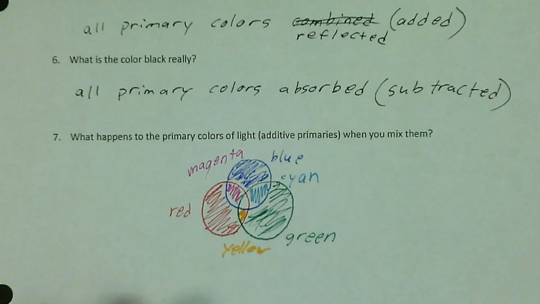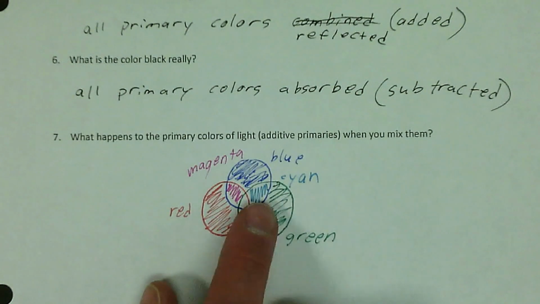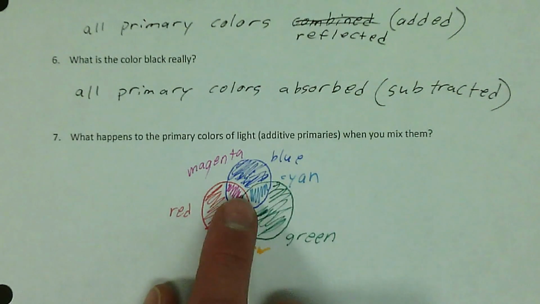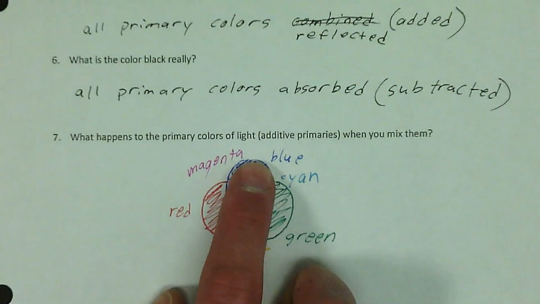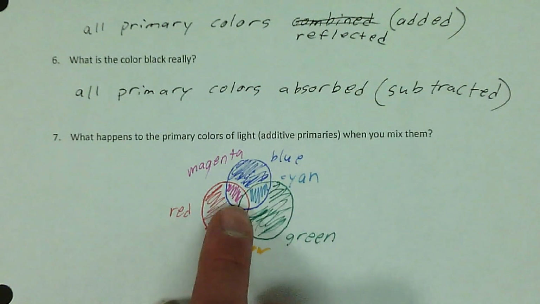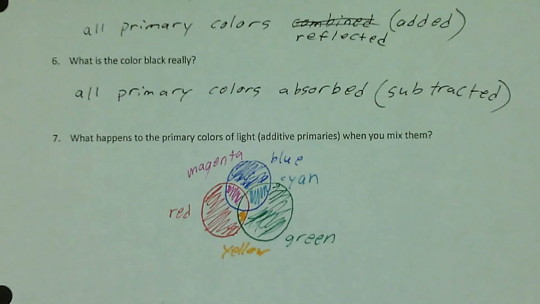So is that why the center of all three lines looks white? Yeah. When we're talking about visible light, again, this is light, not paint. So when we add red, blue, and green light, we get white. Oh, because we're adding light. Nice one.